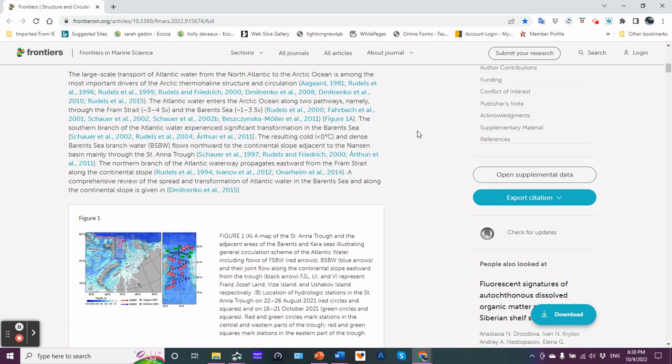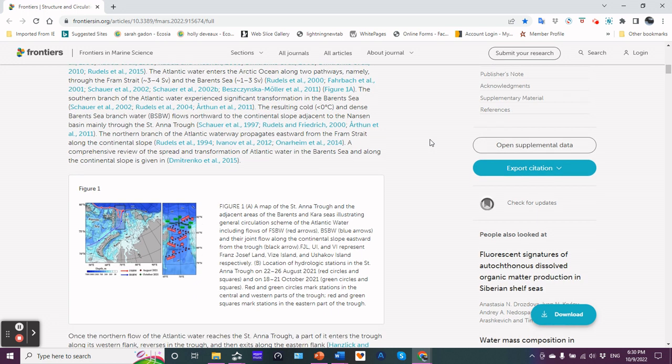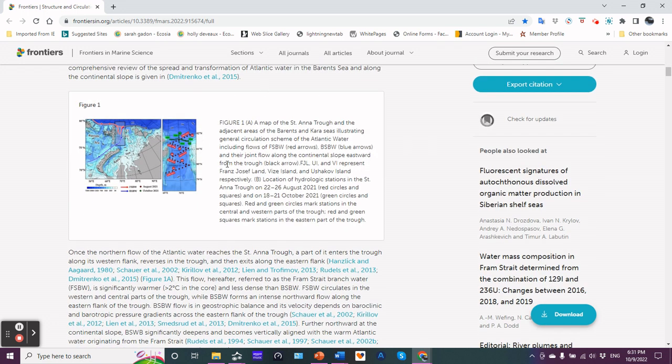A comprehensive review of the spread and transformation of Atlantic water in the Barents Sea and along the continental slope is given in Dmitrenko et al. in 2015. So I'm going to first describe for you the figure description for figure 1, then we'll enlarge.